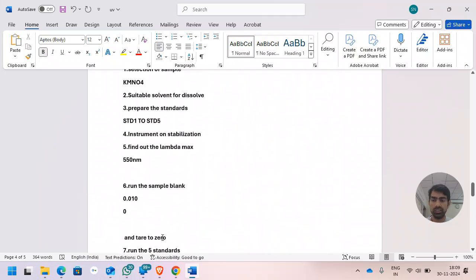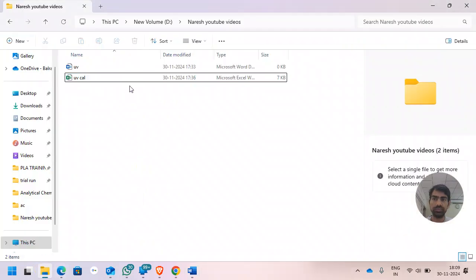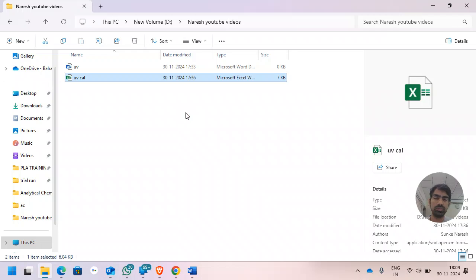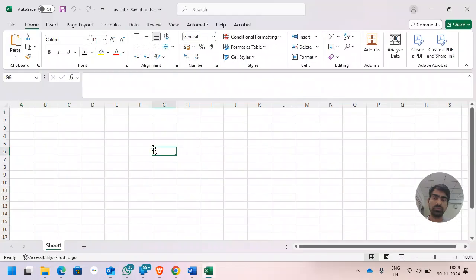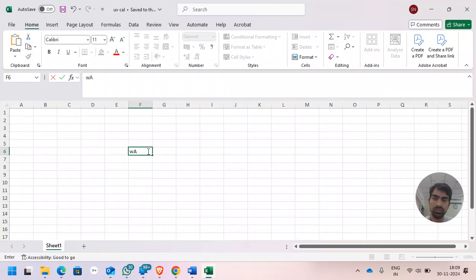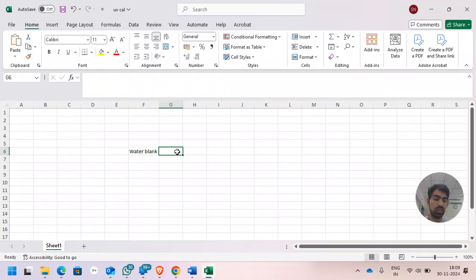Okay, this is the main thing. We go to the Excel, how the instrument calculates the values. For example, water blank here. You run the water blank, you get some absorbance like 0.010, but you set the instrument to tare that value, and it becomes zero.